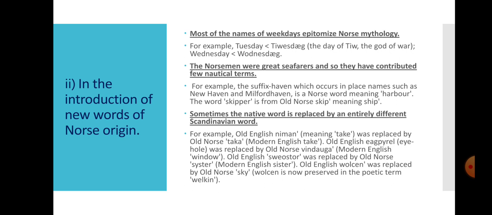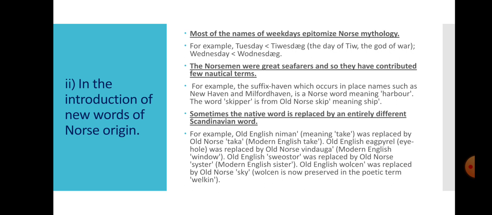Okay, and the third aspect by which Scandinavian words entered Old English is through the modification of the existing language. The meaning of some Old English words has been modified by the corresponding Scandinavian words. For example, Old English dream, that means joy. Old English dream, that means a vision of the night. Modern English dream, that means vision, right? Old English bread, that means a fragment. Old Norse broad, bread, etc.